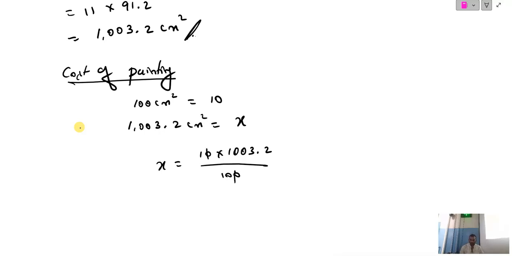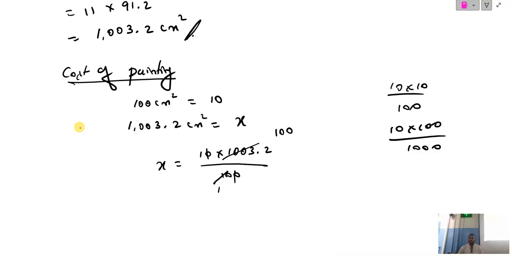Am I right? Now 10 ones are 10. 10 tens are 100. So it is 1003, which is nearest to 1000. So this entire value we can tell, 10 tens are 100. 10 into 100 is 1000. So shall we write here 10 into 100? 10 into 100 how much? 1000.